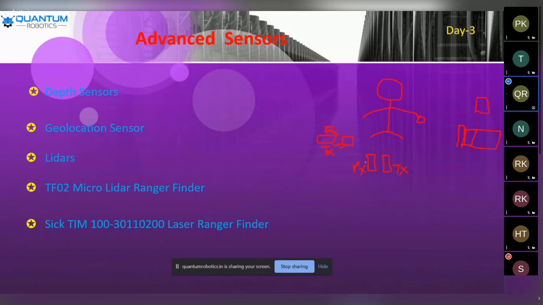And the ear sensors, this is the ear sensor. Note it down, guys. These are all the sensors, and this is the ultrasonic sensor.